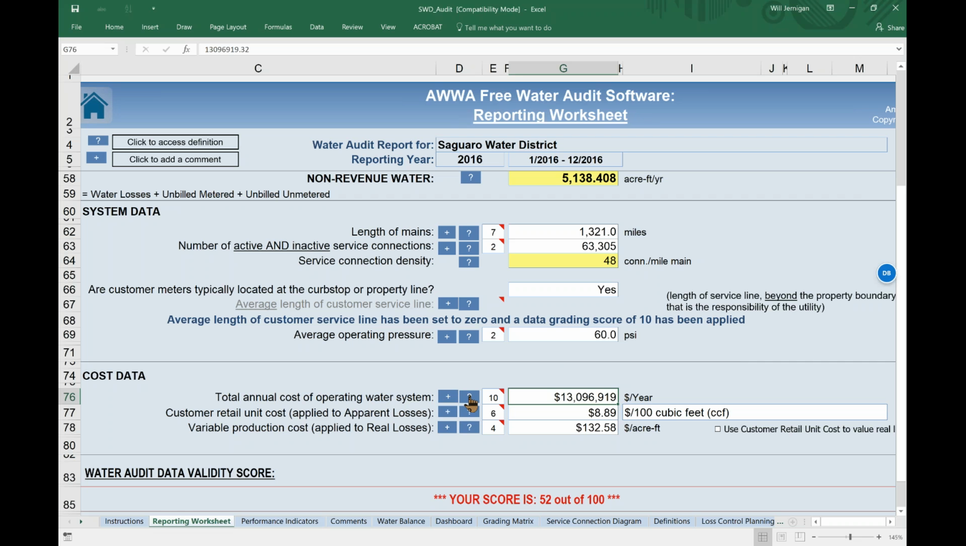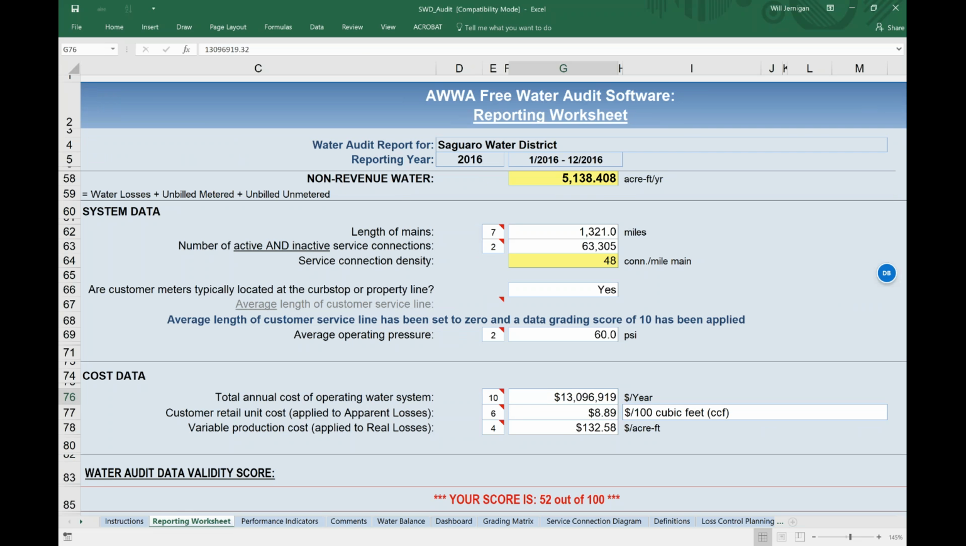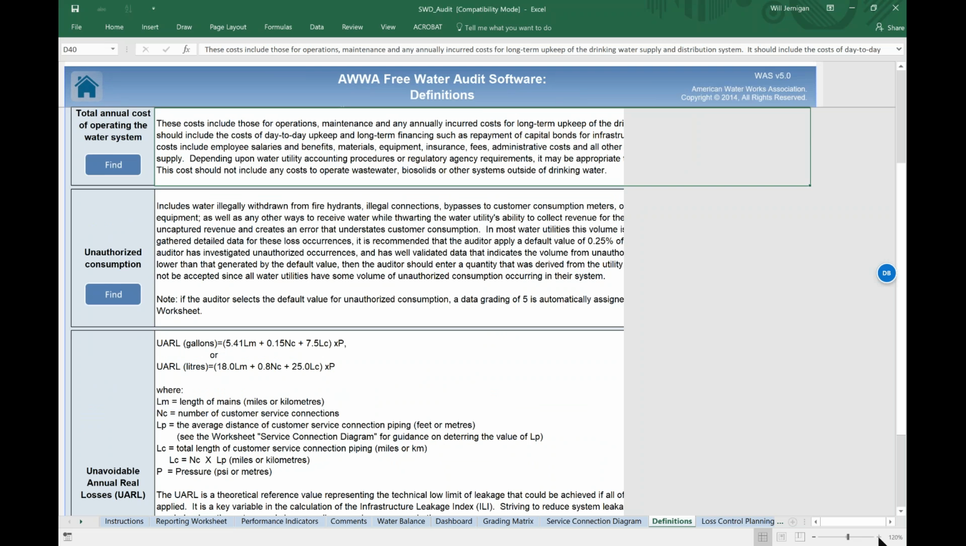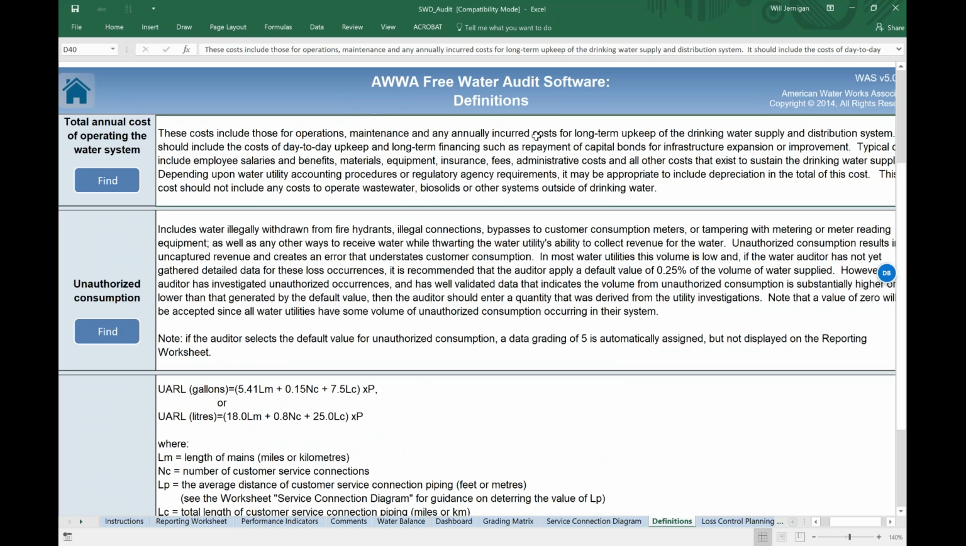And I'll answer it by first going to the definition, because I always find that helpful just to refresh. Click on the little question mark beside the input. And here, I'm going to zoom in just a bit. Here we get to these costs include total operating costs. Costs include those for operations, maintenance, and any annually incurred costs for long-term upkeep of the drinking water supply and distribution system. They should include costs of the day-to-day and long-term financing.